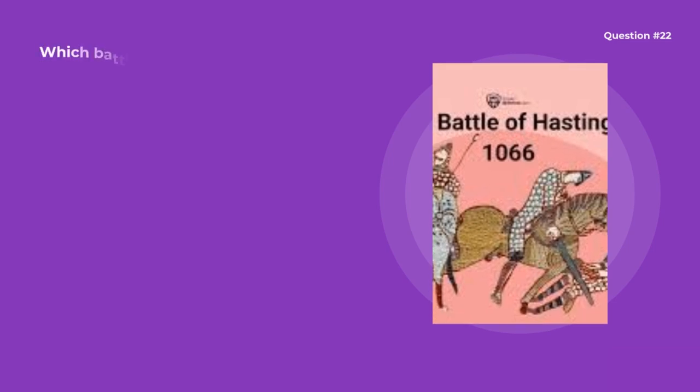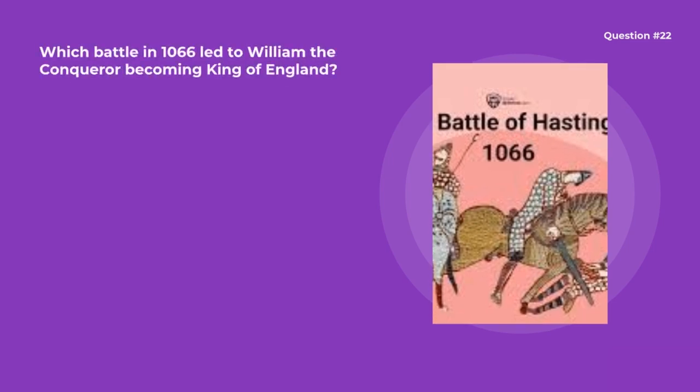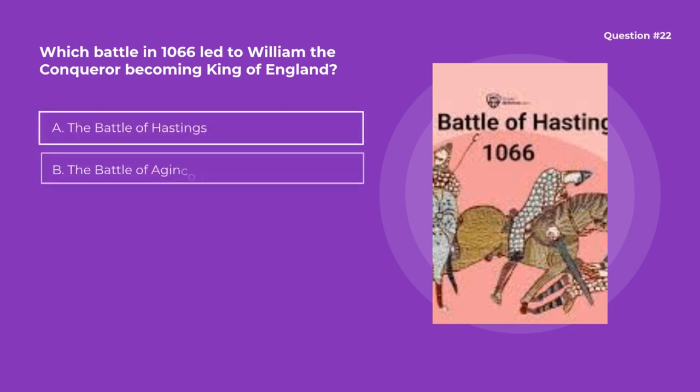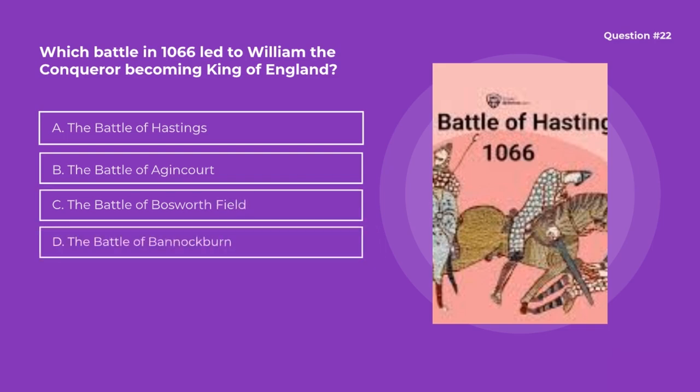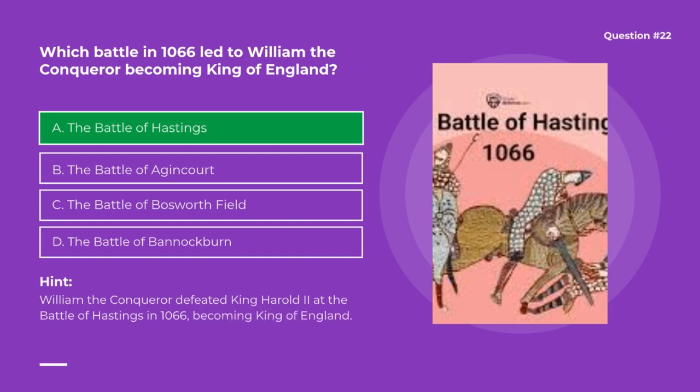Question number 22. Which battle in 1066 led to William the Conqueror becoming King of England? Options are A. The Battle of Hastings, B. The Battle of Agincourt, C. The Battle of Bosworth Field, D. The Battle of Bannockburn. The correct option is A. The Battle of Hastings. William the Conqueror defeated King Harold II at the Battle of Hastings in 1066, becoming King of England.